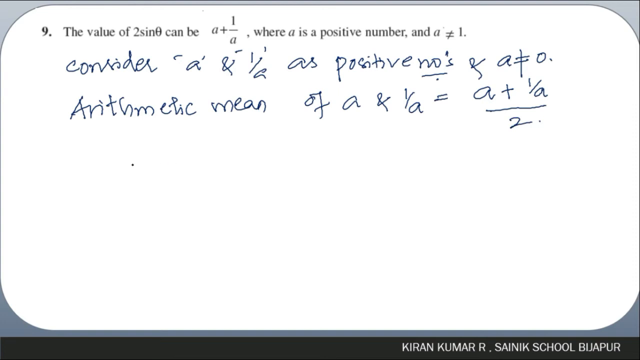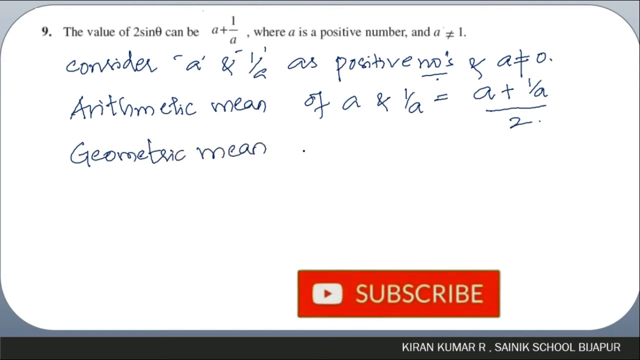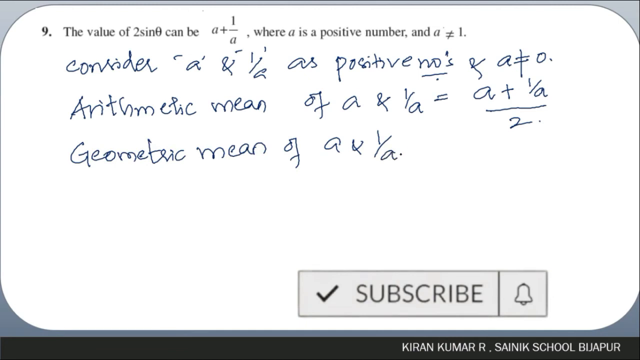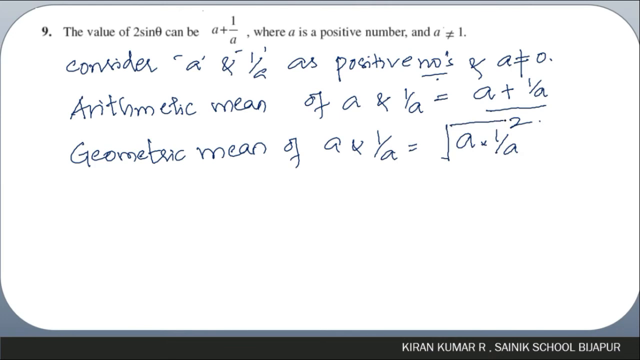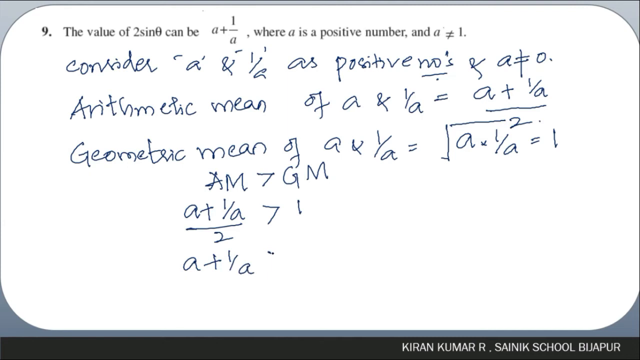One of the concepts is not learned. I'll tell you that the geometric mean of a and 1 by a will be root of a multiplied by 1 by a. If a and b are two numbers, its geometric mean is root of a into b. We get it as 1. Here arithmetic mean is larger than the geometric mean, which means that a plus 1 by a divided by 2 is greater than 1. So a plus 1 by a is greater than 2.